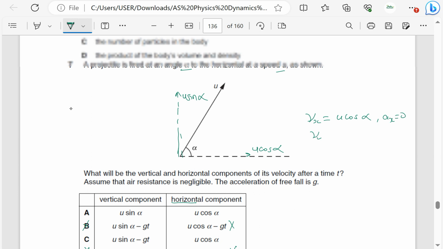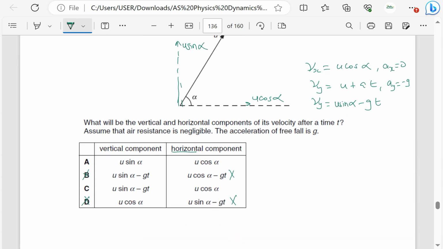But velocity in the vertical will change, it will be u plus at. Velocity in the vertical will be equal to the initial velocity in the vertical, u sine alpha. Because it's moving against gravity, acceleration in the vertical is equal to negative g. So this will be minus g times t. So the answer here is going to be C, u sine alpha minus gt.